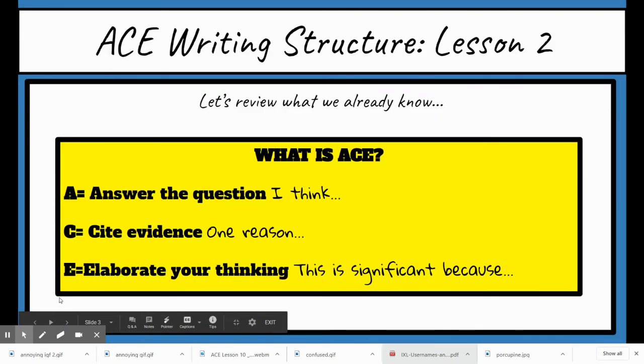So let's review what we already know. We know that the A in ACE stands for answering the question. We know that the C stands for citing evidence, and we know that the E means to elaborate your thinking. And we know that we can use the sentence starter, I think, to answer, one reason to cite, and this is significant because to elaborate.